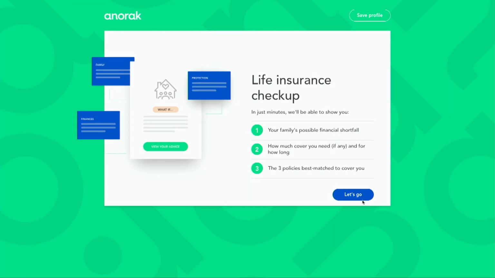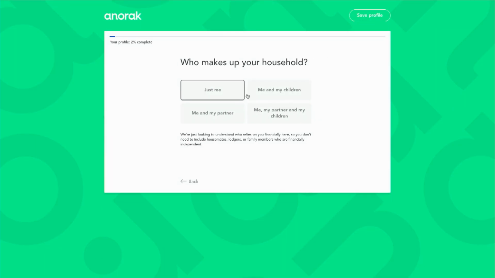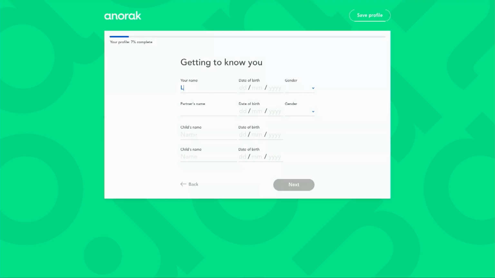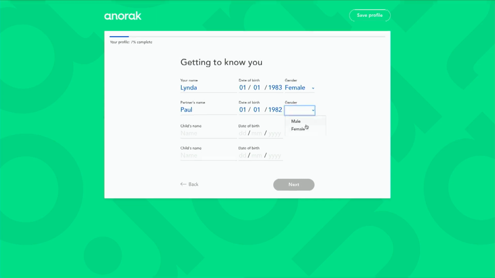Meet Linda. Oh, she's not called Linda, but she's going to be called Linda for today. She's 35 years old. She's got 2 kids, a partner, a mortgage, and she doesn't have life insurance. In her finance app, she's prompted to take a life insurance checkup. First, she starts with the assessment: a few questions about her finances, her family, her protection.